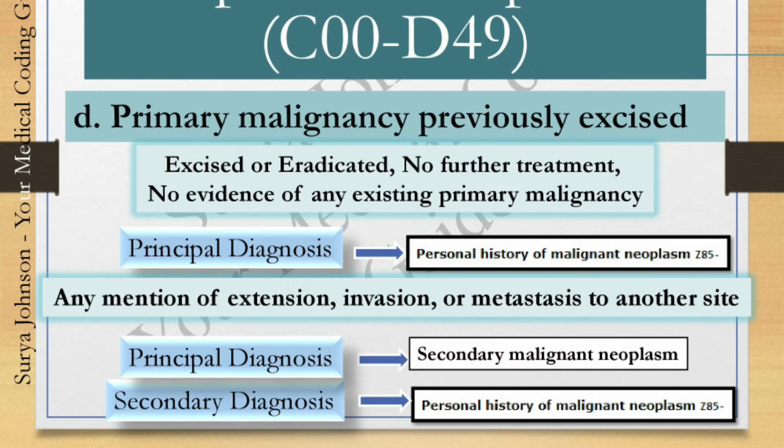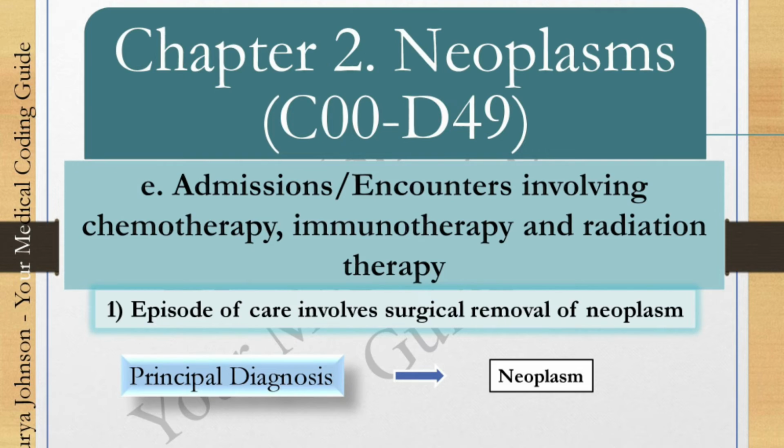The next one in Chapter 2, neoplasm, E, admissions and encounters involving chemotherapy, immunotherapy and radiation therapy. The first one: episode of care involves surgical removal of neoplasm. So, the patient comes in for admission or encounter for care involving the surgical removal of neoplasm. The principal diagnosis will be the neoplasm, because the patient still has the neoplasm.